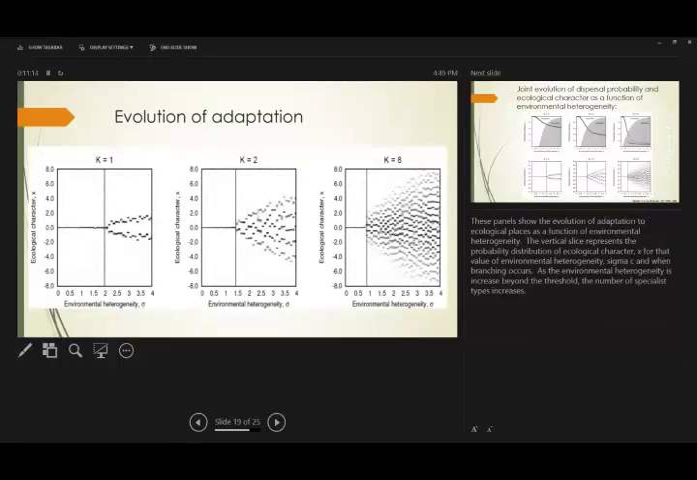These panels show the evolution of adaptation to ecological places as a function of environmental heterogeneity. The vertical slices, each of these, are the probability distribution of ecological character X for that value of the environmental heterogeneity when the branching occurs. As the environmental heterogeneity is increased beyond the threshold, the number of specialist types increases. So beyond the threshold, we have more specialists.